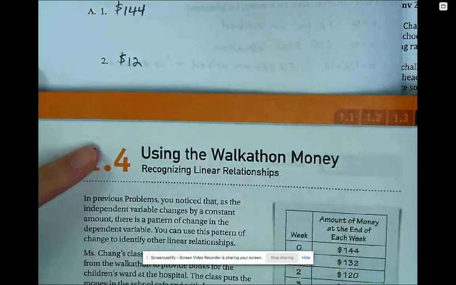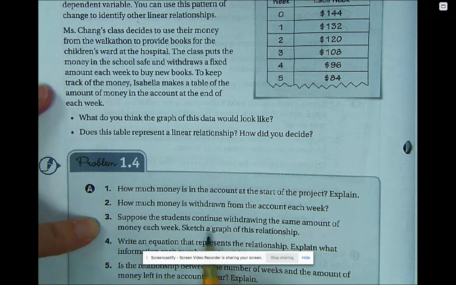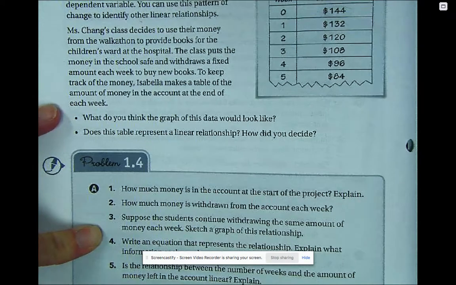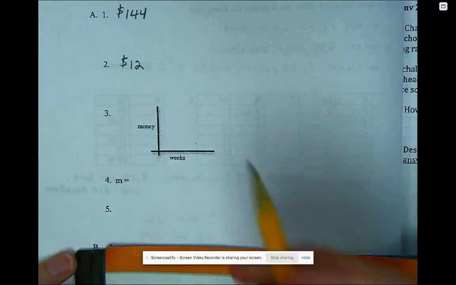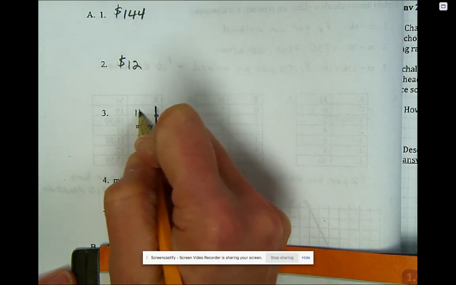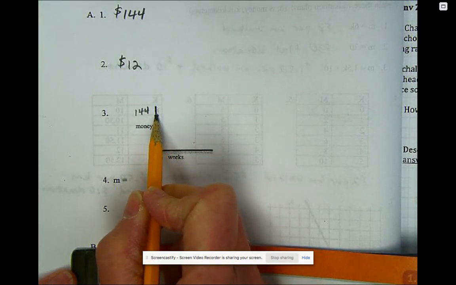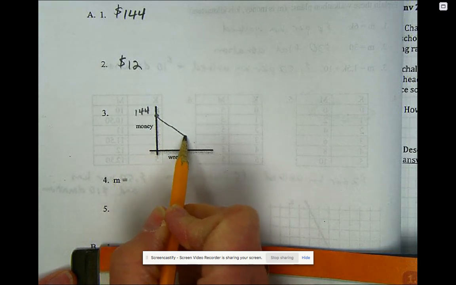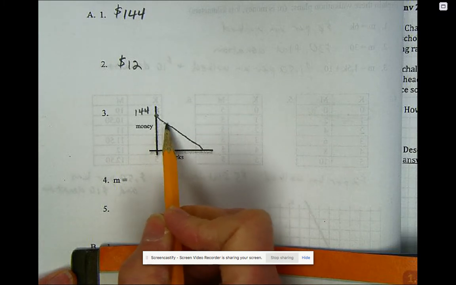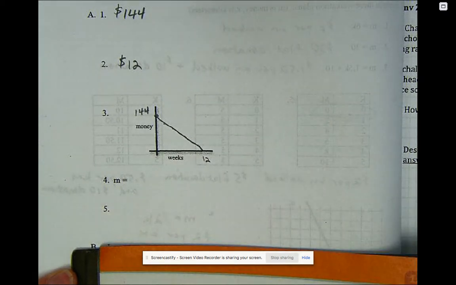Okay, so number 3 says, suppose the students continue withdrawing the same amount of money each week. Sketch a graph of this relationship. So just a sketch. What would this look like? Okay, so this is weeks and this is money. We kind of started up here at 0 weeks with 144. Okay, and then as the weeks progress, what's happening to this? Okay, so did you think that it would end up looking like this? Okay, so a line going down, it should be a straight line because each week we're dropping $12. So eventually after 12 weeks, the money would pretty much be gone.